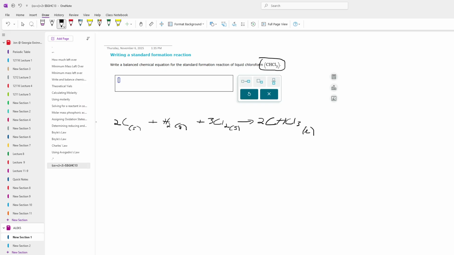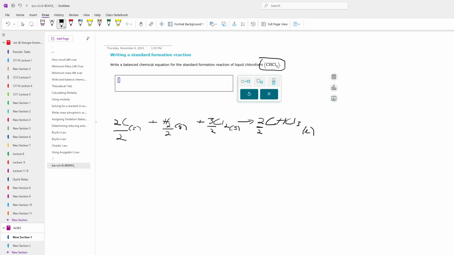It's balanced. Now, step number three is we need to show that this is only 1 mole, that the heat of formation leads to 1 mole of the chloroform. So in order to do that, I need to divide everything through by 2. Divided by 2, divide by 2, and divide by 2.